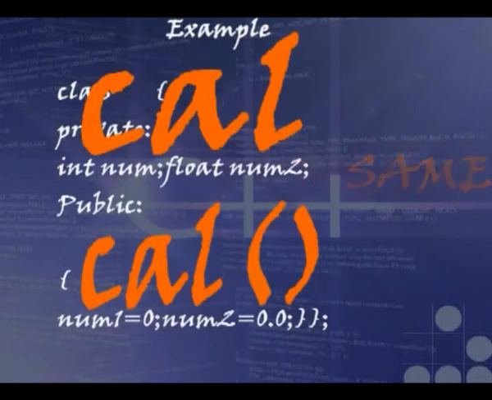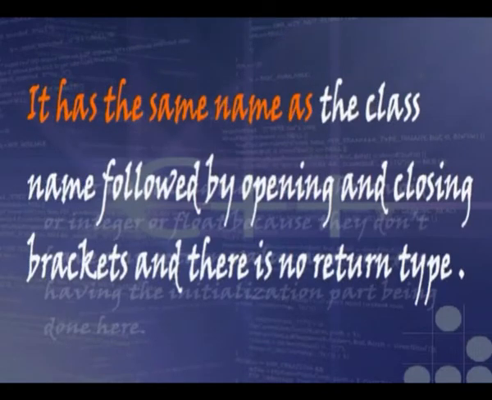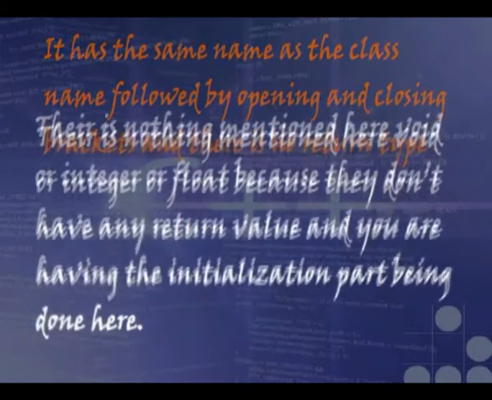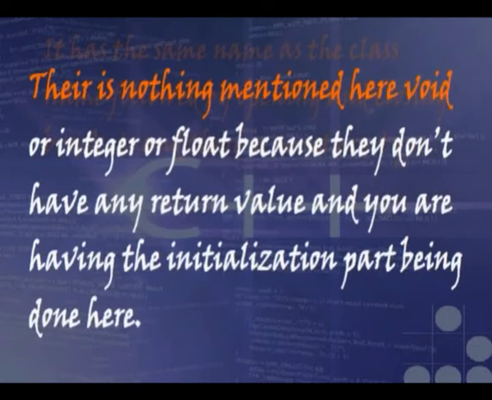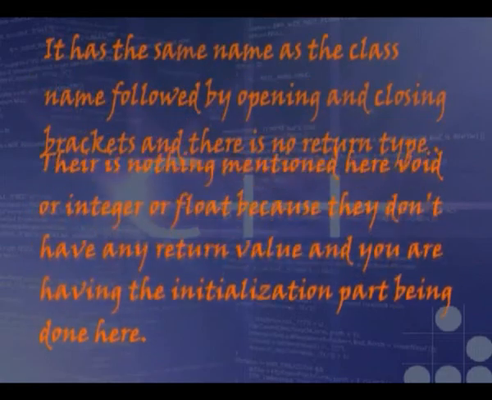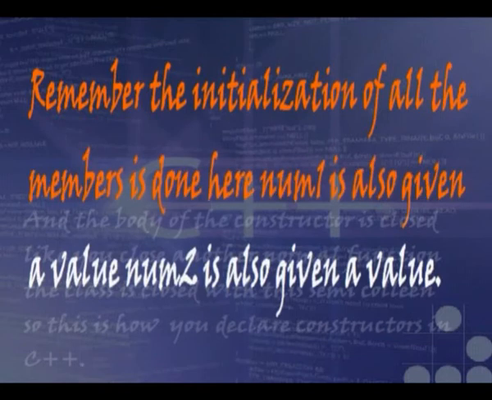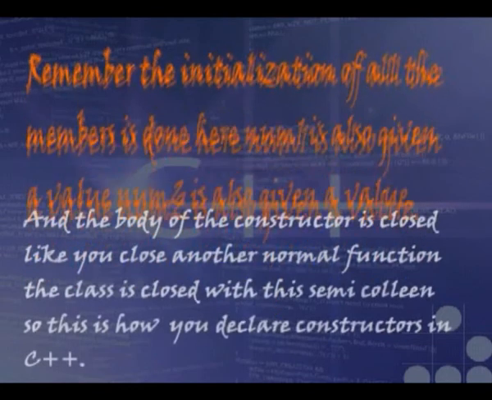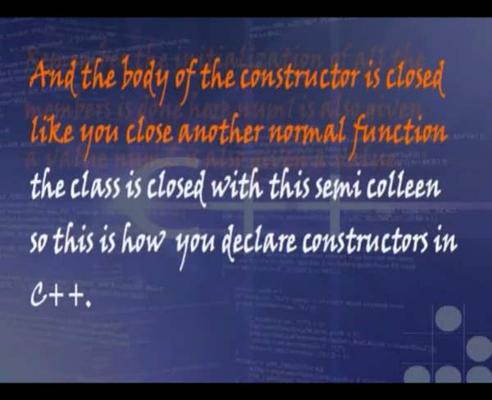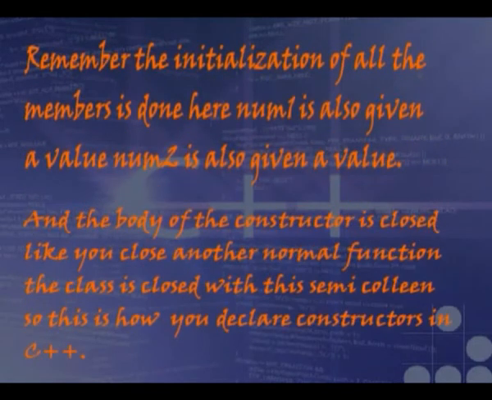If you see this particular name CAL and this particular name are the same. So, it has the same name as the class name followed by opening and closing brackets, and there is no return type. There is nothing mentioned here, void or integer or float, because they do not have any return value, and you are having the initialization part being done here. Remember, the initialization of all the members is done here. Num1 is also given a value, num2 is also given a value, and the body of the constructor is closed like you close any other normal function. The class is closed with this semicolon. So, this is how you declare constructors in C++.